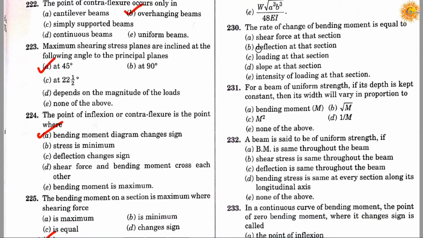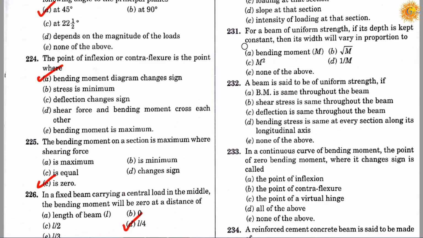Question number 230. The rate of change of bending moment is equal to option A, shear force at that section, option B is deflection at that section, option C is a loading at that section, option D is a slope at that section, option E is a intensity of loading at that section. Correct answer is A, it will be shear force at that section.